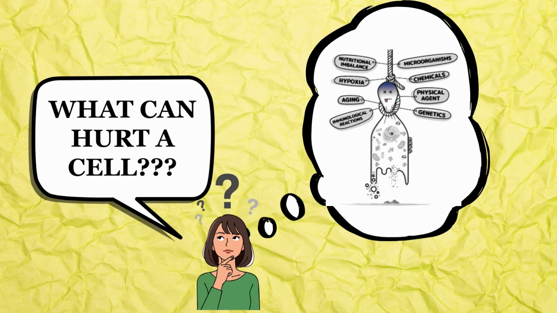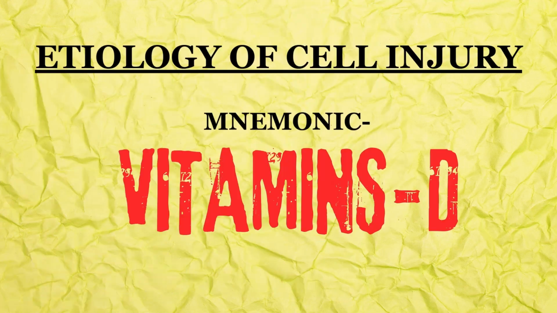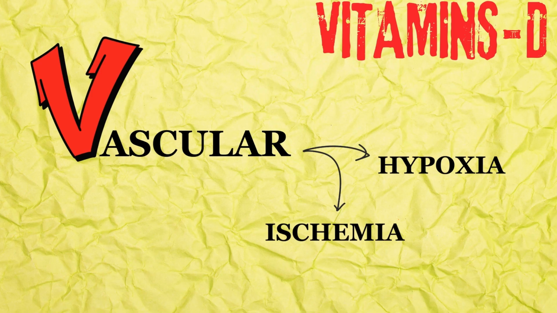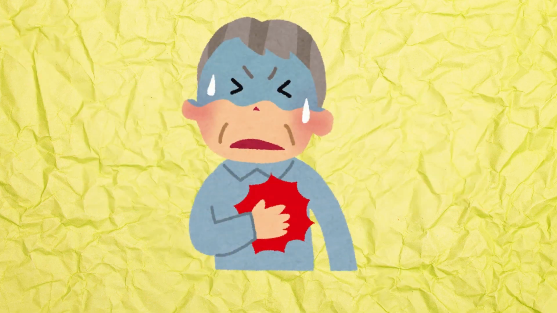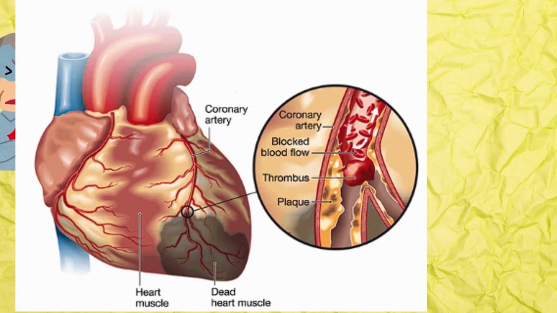What can hurt a cell? The NMC requires us to know the causes. Think of the mnemonic vitamins D. Vascular, hypoxia and ischemia. This is the number 1 cause. Ischemia is lack of blood flow and hypoxia is lack of oxygen. A patient has a heart attack, a coronary artery gets blocked, the heart muscle cells downstream are now ischemic. They are starving for oxygen. This is the most classic example.